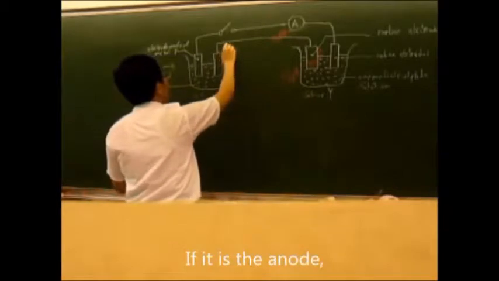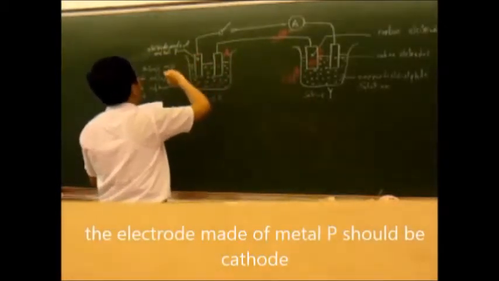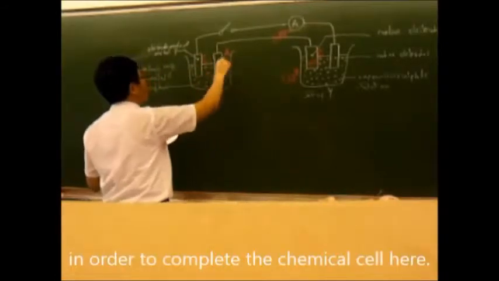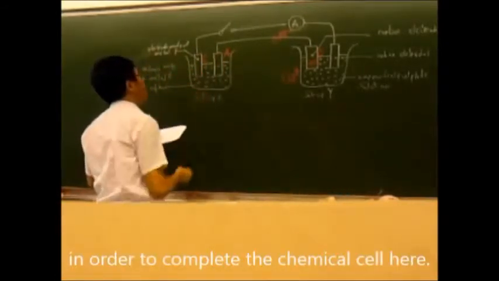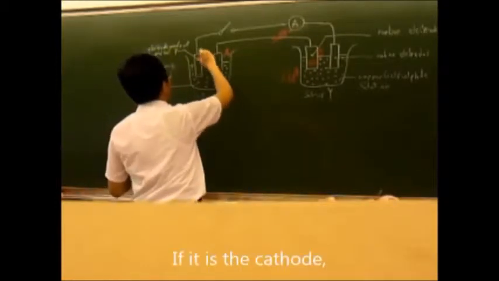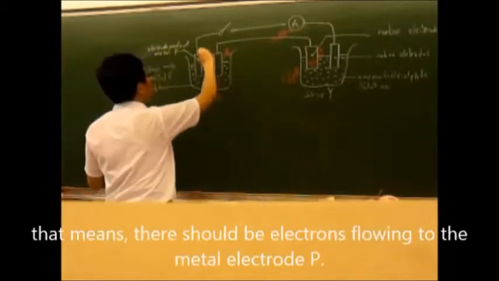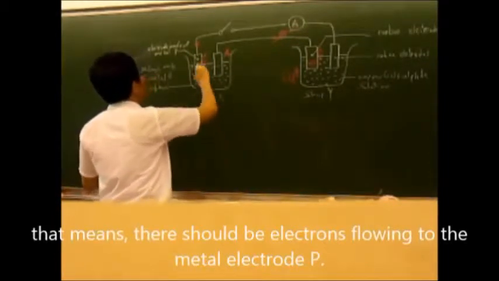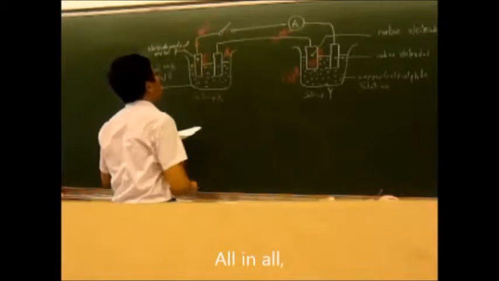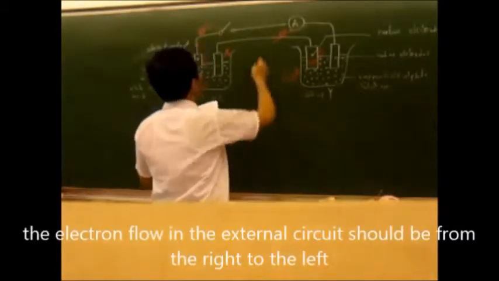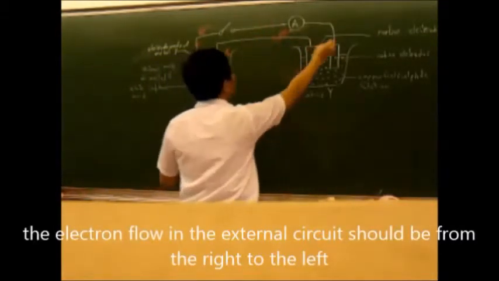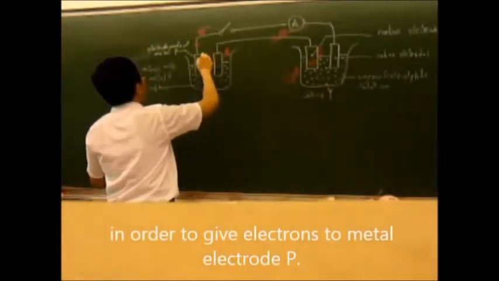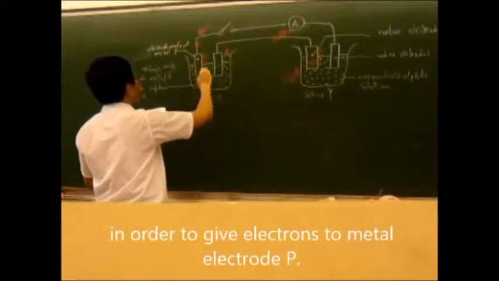If it is the anode, the electrode made of metal P should be the cathode in order to complete the chemical cell here. If it is the cathode, that means there should be electrons flowing to the metal electrode P. All in all, the electron flow in the external circuit should be from the right to the left in order to give electrons to metal electrode P.